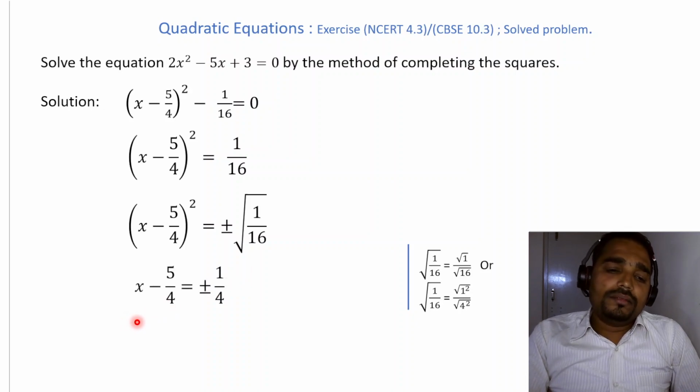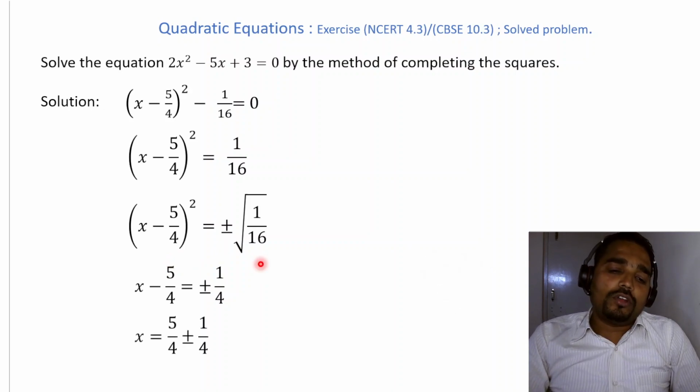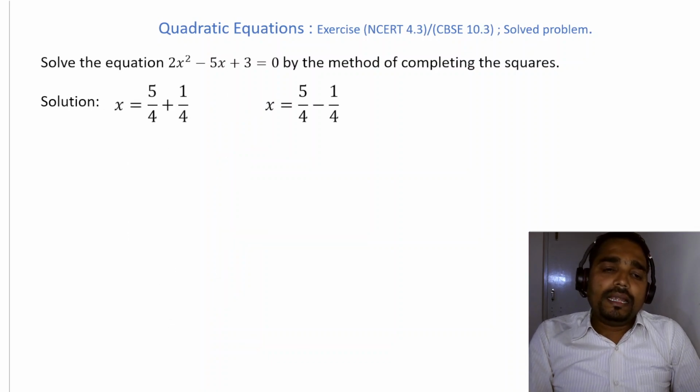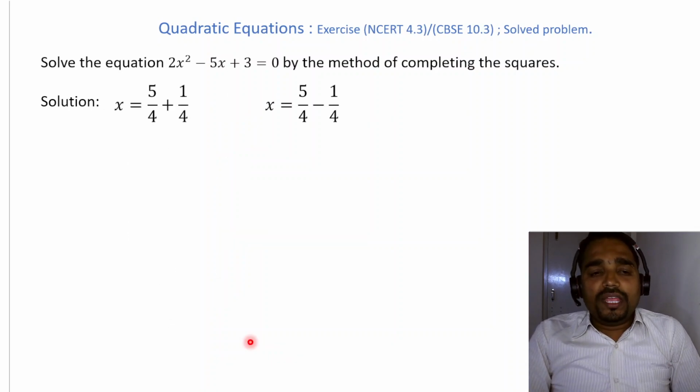Therefore upon transpose of this minus 5 by 4 towards the RHS, we would get x is equal to 5 by 4 plus or minus 1 by 4. To find the value of x, let us take both the cases separately. Because it's a quadratic equation, it can have a maximum of two answers. So 5 by 4 plus 1 by 4 and 5 by 4 minus 1 by 4.